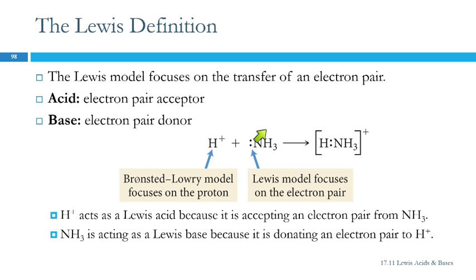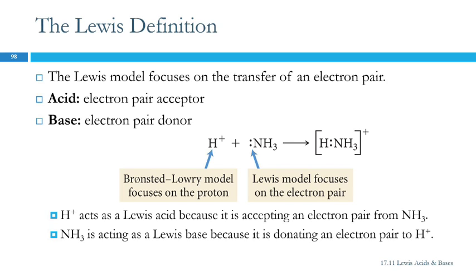So here we have ammonia. Nitrogen has a lone pair on it. It can donate this lone pair to hydrogen. So this is acting as the base, the electron pair donor. This is acting as the acid because it's accepting the electron pair. They would still be defined the same acid or base with the other definitions. So they don't contradict each other.